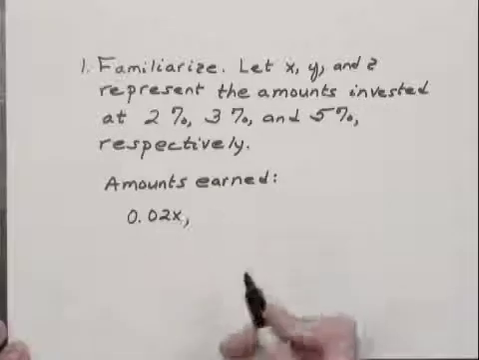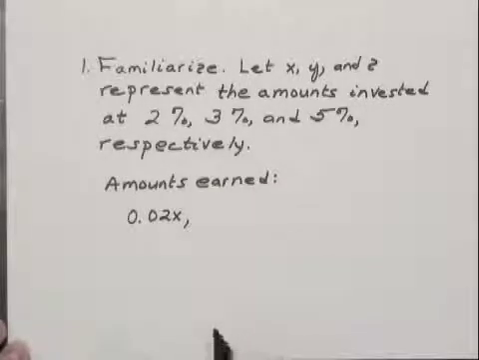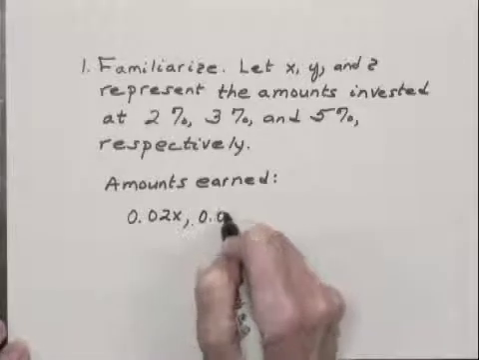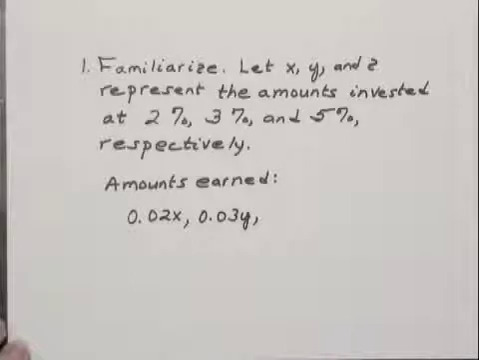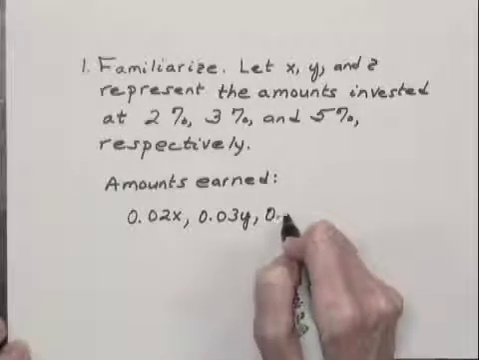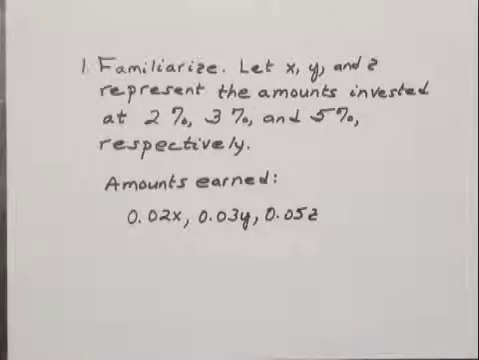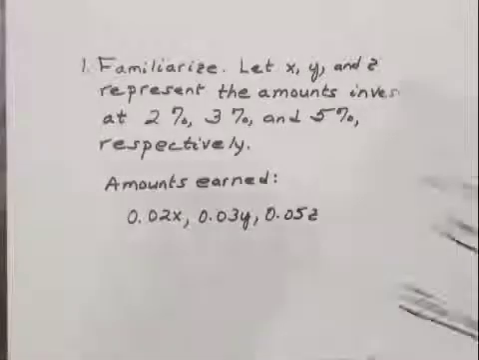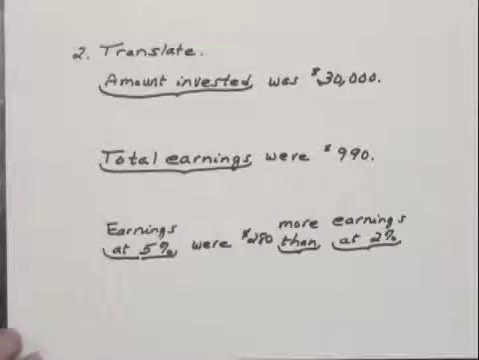0.02 times X. The Y dollars invested at 3% will earn 3% of Y, or 0.03 times Y. And the Z dollars invested at 5% will earn 5% of Z, or 0.05Z. Now let's use this information to translate to a system of equations. We'll write 3 equations since we have 3 variables.